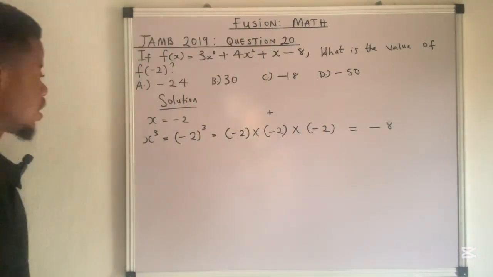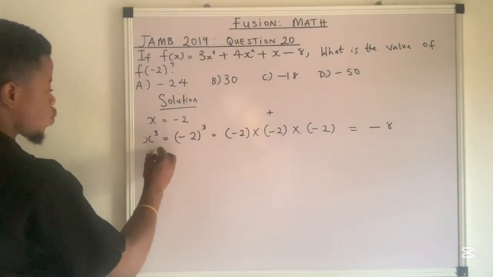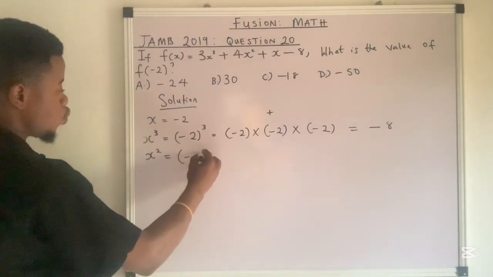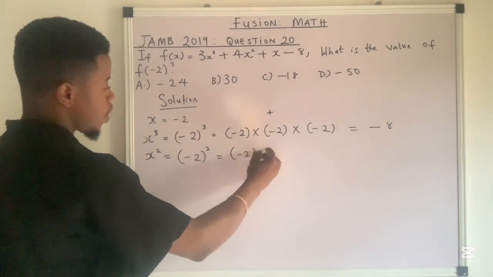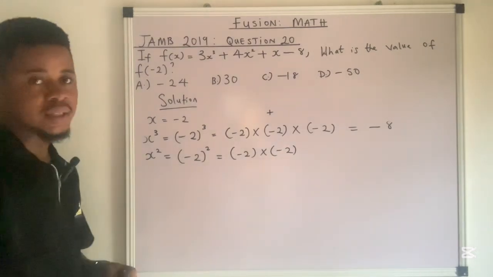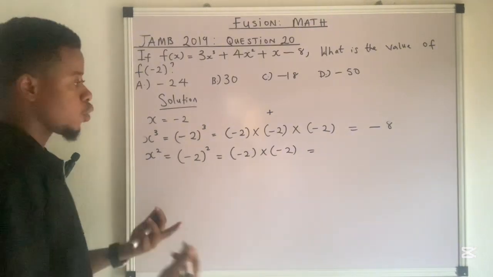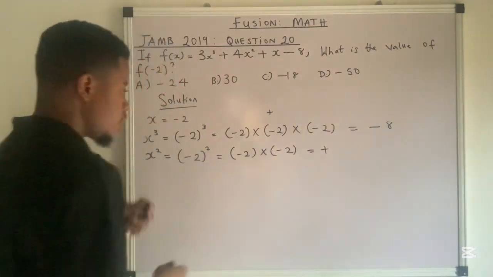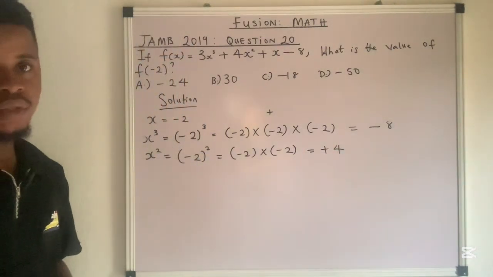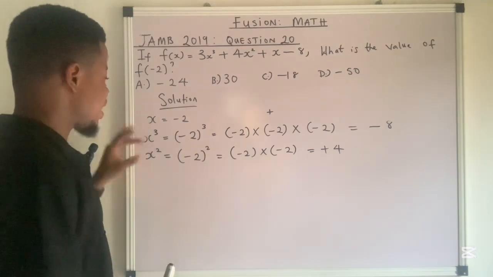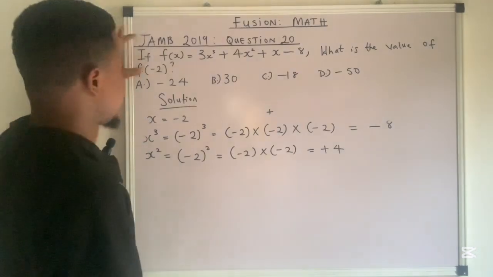Are you following? The next thing I'm going to do is to check for x². For x², I'm going to have x² is equal to minus 2 squared. That gives me minus 2 times minus 2, right? Then when I times the sign, minus times minus gives me a plus. I'm going to have plus. Then 2 times 2 gives me what? 4 as my result. The next thing I'm going to do is to substitute x³ as minus 8 and x² as 4 into this expression.